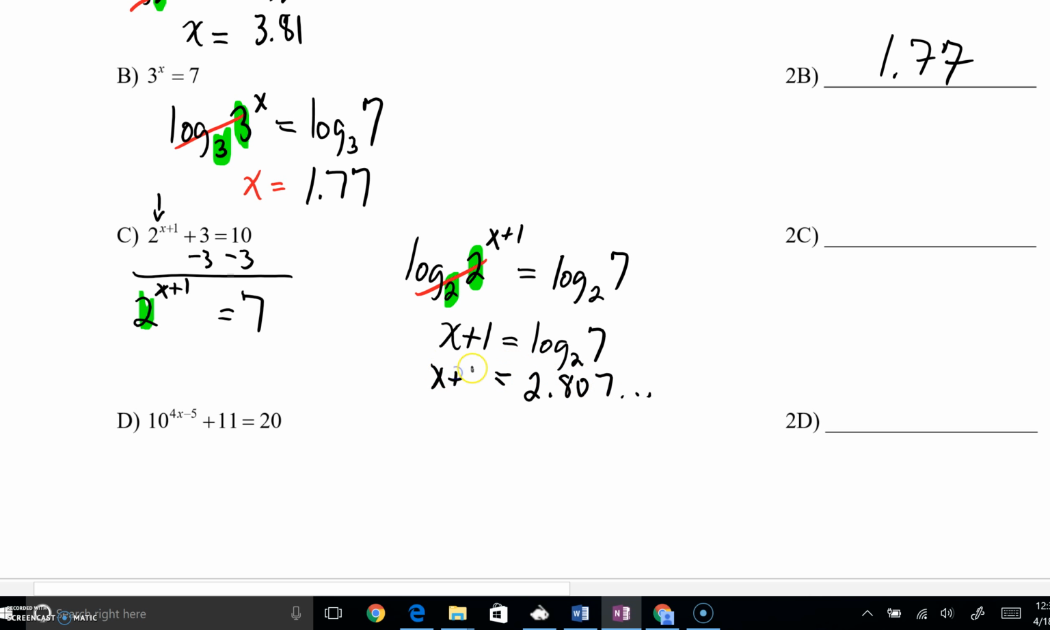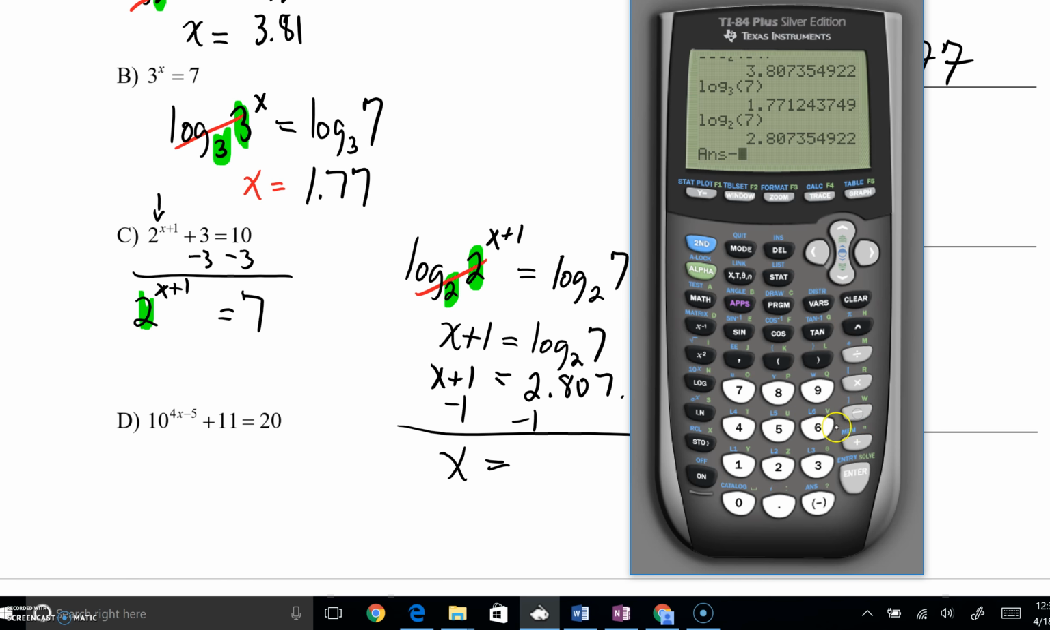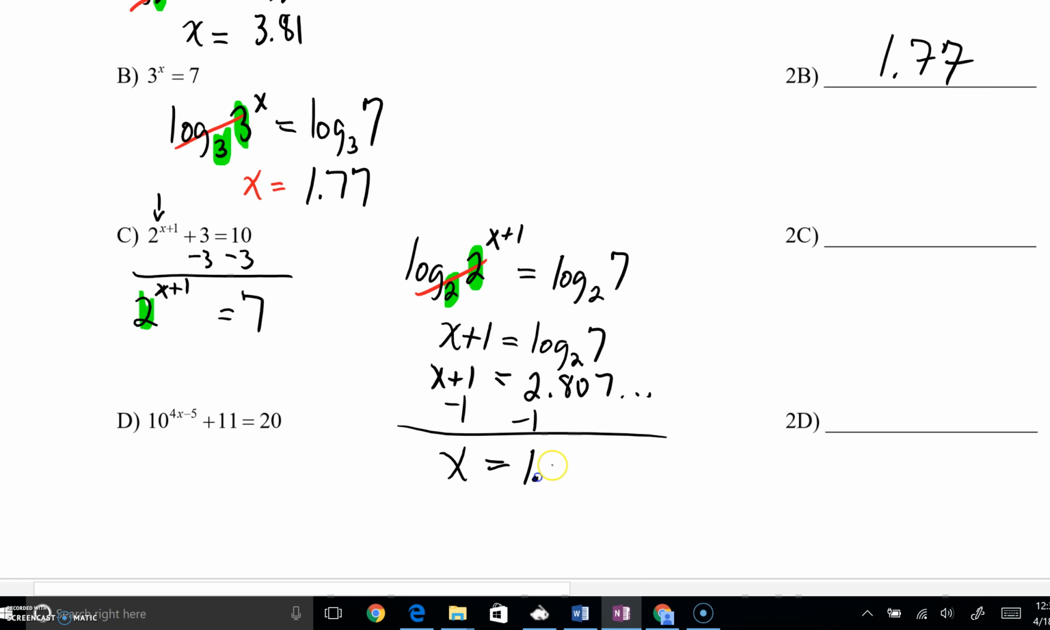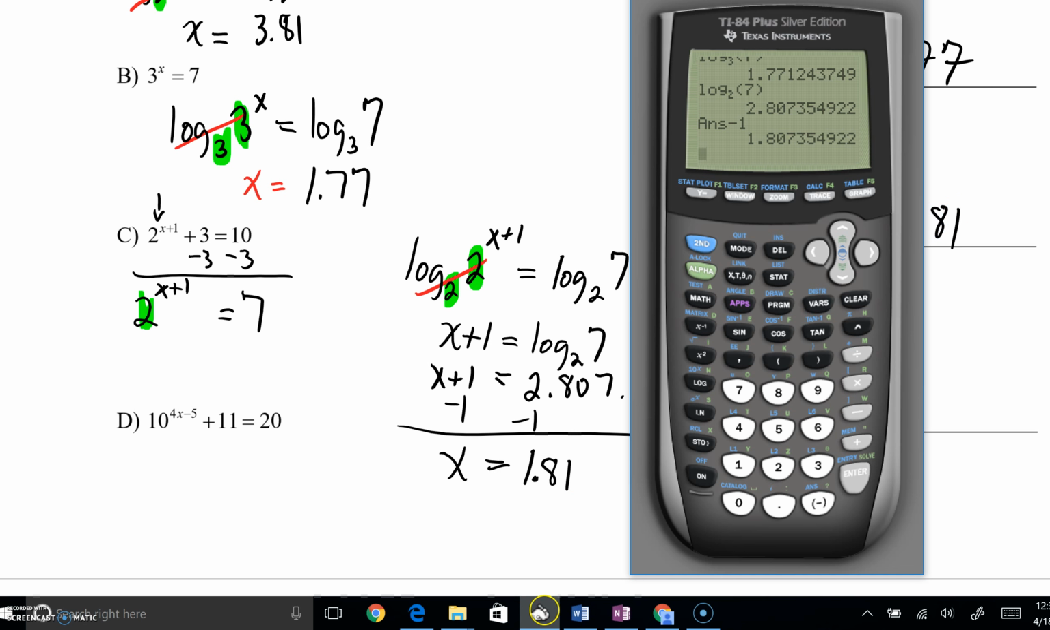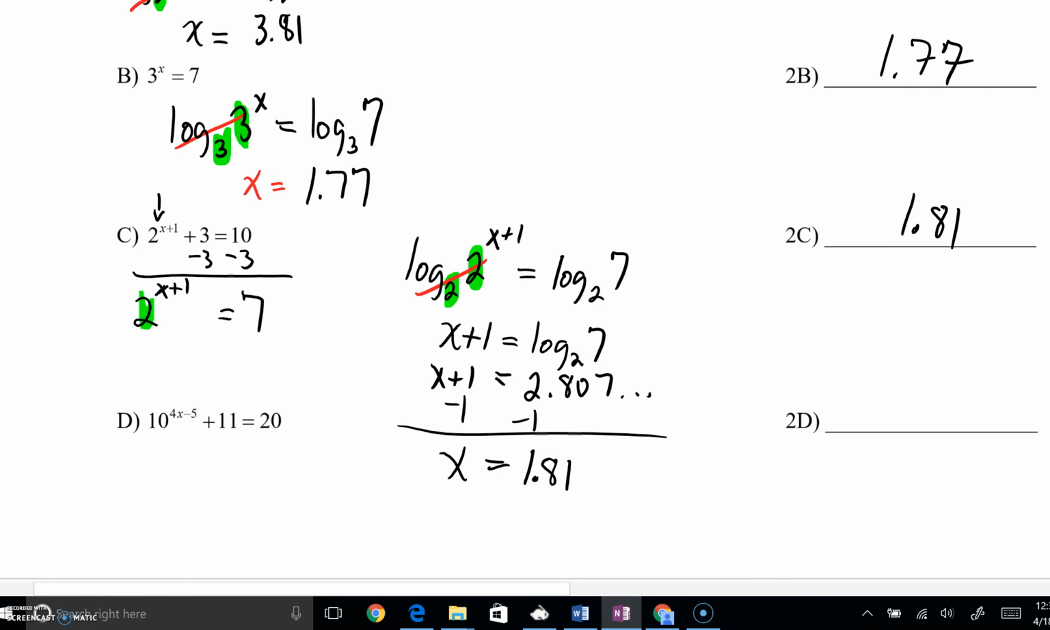But then what? Well, you got a minus a 1. You can even use your calculator to subtract that 1. You can see we're going to be at 1.80, but look to the right, you see a 7. That 0 rounds up to a 1. So we get 1.81.